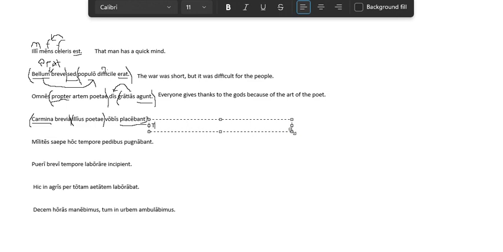Now, we're left with vobis. But as we said, we still need our special object for placere. Vobis will fit right in. They were pleasing to y'all. Awesome, we got everything. The short songs of that poet were pleasing to y'all.